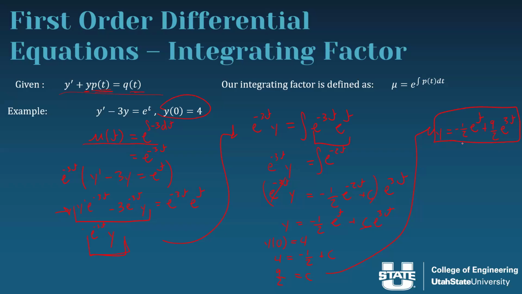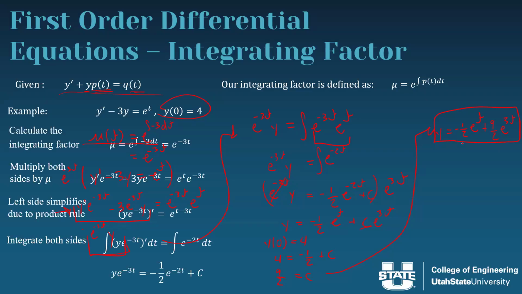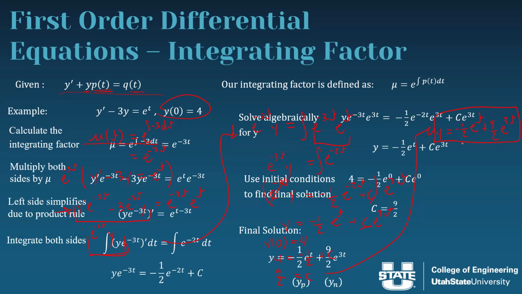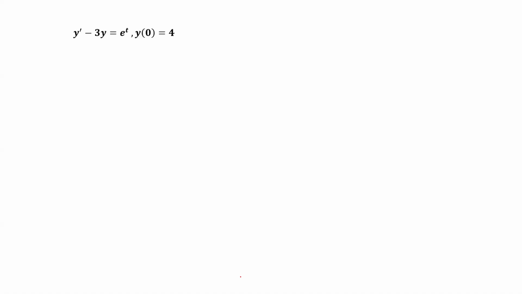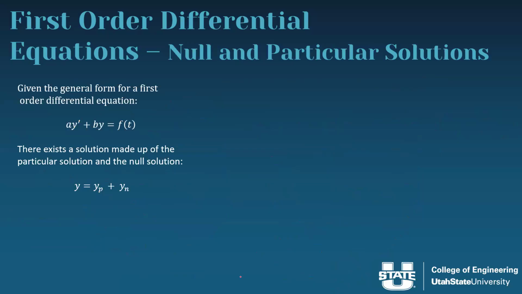Does that process make sense? Any questions? All right, so that was pretty simple. Our solution is shown here, but I covered it up with my writing, but it's the same thing. I also left a blank side for me to work on. Now we're going to go over null and particular solutions, which I'm going to let Andre do.